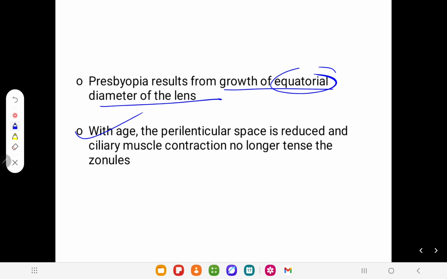This theory suggests that with age the perilenticular space is reduced, and the ciliary muscle contraction no longer tenses the zonules. So ciliary muscle contraction no longer tenses the zonule. That's why it always becomes flaccid and all these things. Okay.